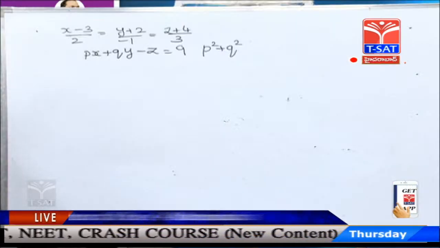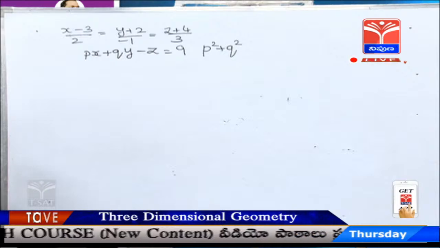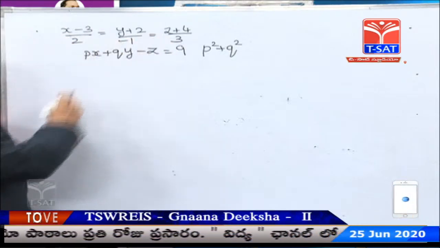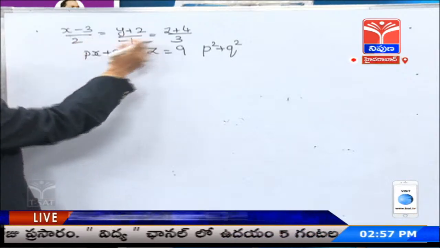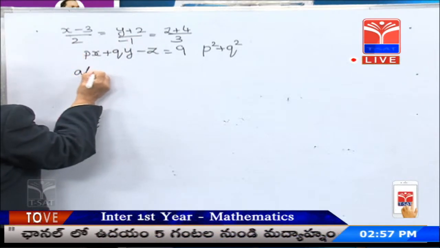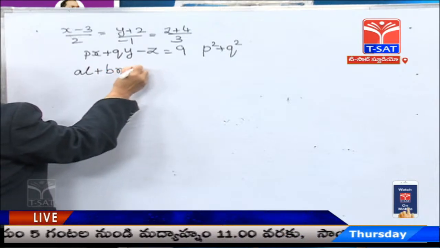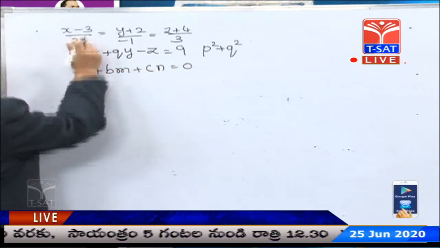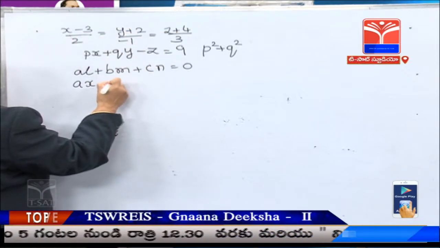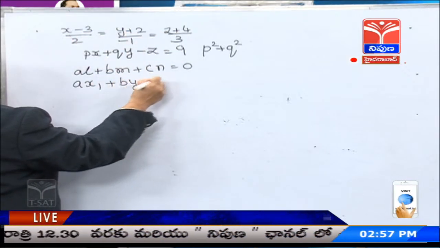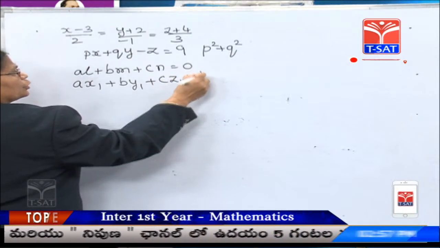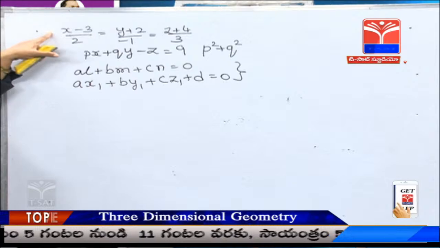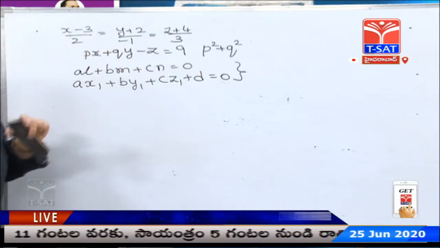It is given that the line lies in the plane. For this we have a condition. If l, m, n are the DRs of the line, then the condition is al plus bm plus cn equal to 0, and the point (x1, y1, z1) should lie on the plane. So, we have to use these two conditions to find out the value of p square plus q square.